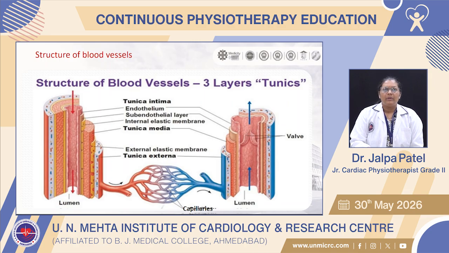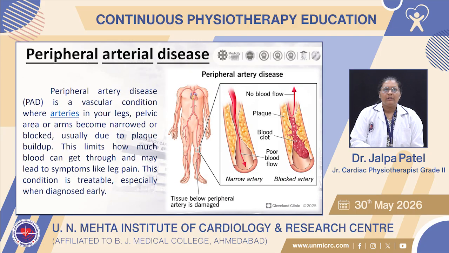Before we go to peripheral arterial disease, we all know the structure of the blood vessels. There are three layers in the normal structure of blood vessels. The inner layer is called tunica intima, the middle layer is called tunica media, and the outer layer is called tunica externa.